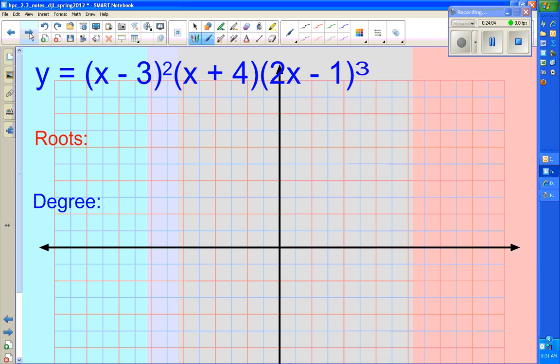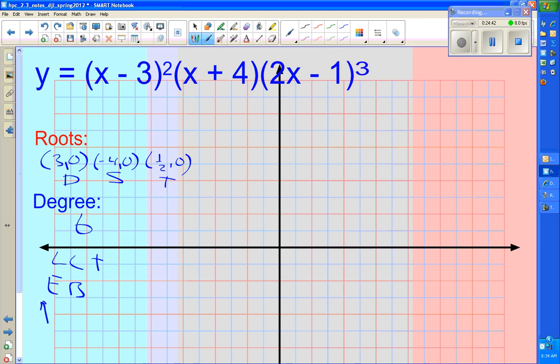Okay, give this one a try. Okay, what are the roots? 1/2, 0. What kind of a root is 3? Double. Single. Triple. Go. What's the degree? 6. Leading coefficient? 1. So positive. So the end behavior? Both up.